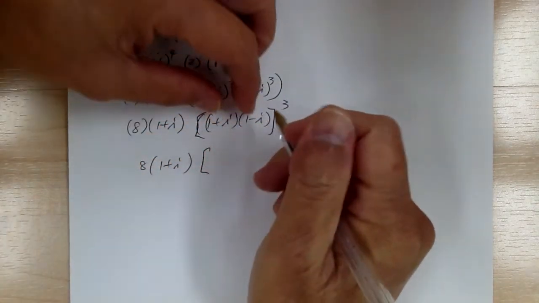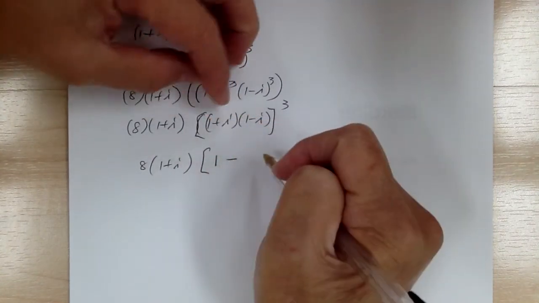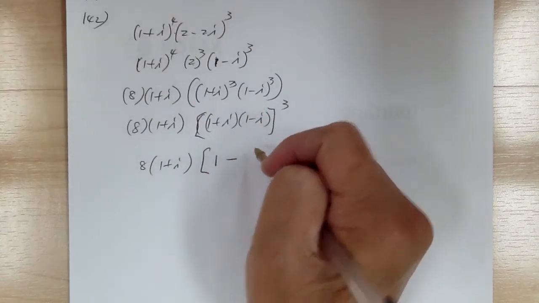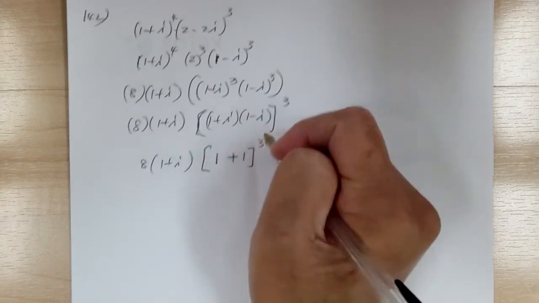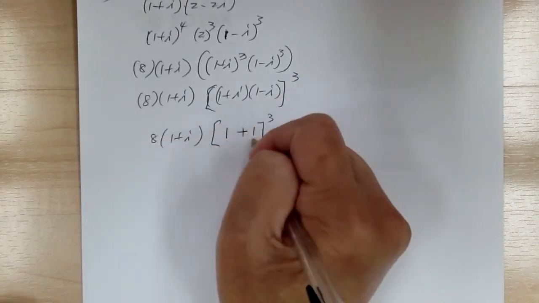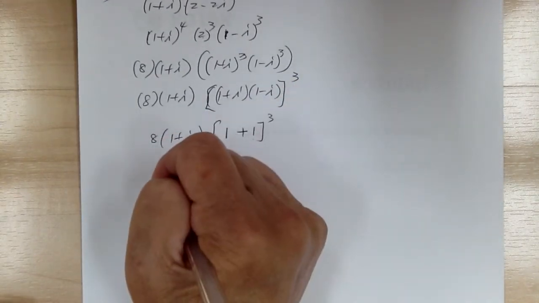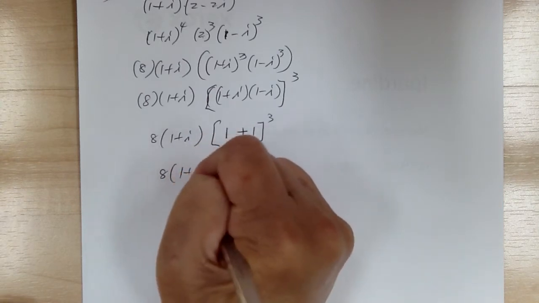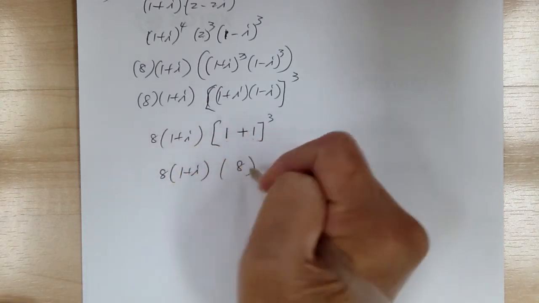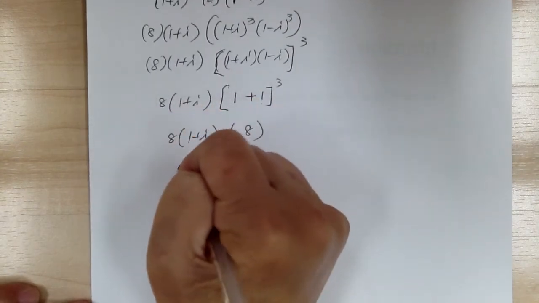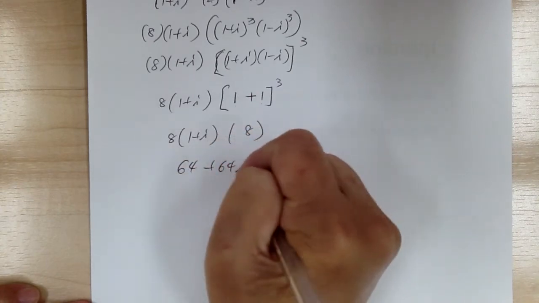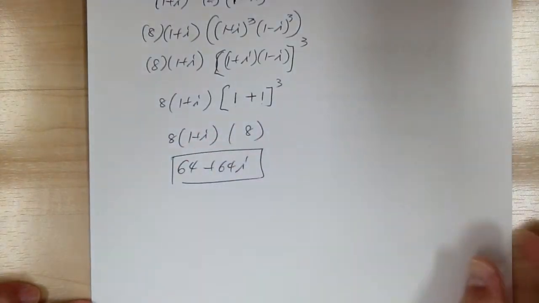So when you multiply the conjugate, it would be 1 minus i times i is negative 1, so it becomes plus 1. And so 1 plus 1 is 2, 2 to the 3 is 8, so you're going to get 8 times (1 plus i) times 8. And so when you multiply, you get 64 plus 64i. Okay.